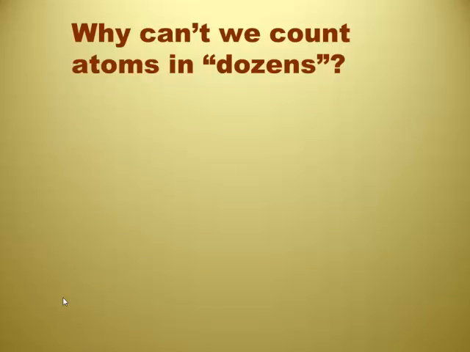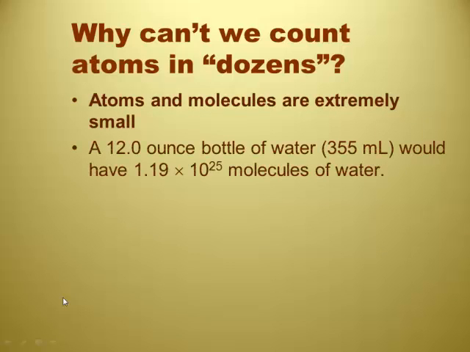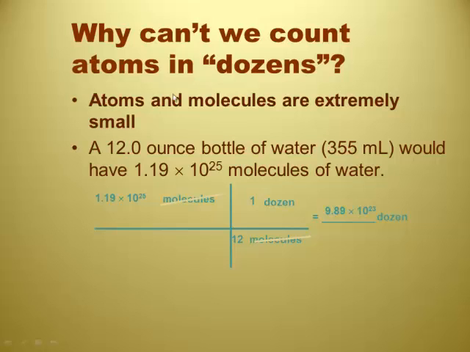So why is it that chemists don't count atoms in dozens like everyone else counts dozens of eggs and things like that? It turns out that atoms and molecules are so extremely small that a 12-ounce bottle of water, that's 355 milliliters for those of you in the metric zone, would have 1.19 times 10 to the 25th molecules of water. If we tried to count that in dozens, we'd take 1.19 times 10 to the 25th molecules, and say that 12 molecules is a dozen, and we'd find that in terms of dozens, it has 9.89 times 10 to the 23rd dozen molecules.